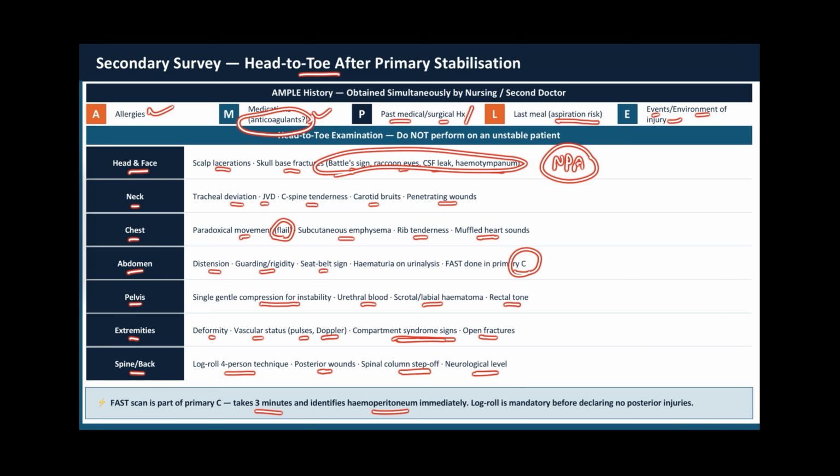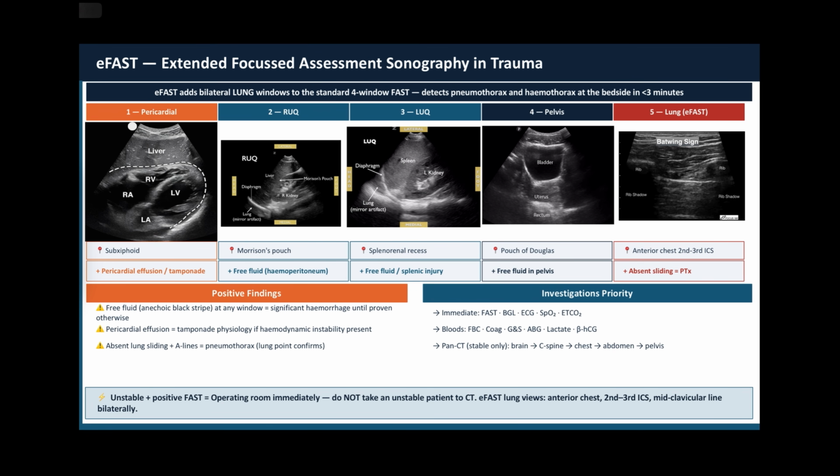And please do not rush. Missed injuries often occur because clinicians focus only on the obvious injuries. A patient with an open tibial fracture may also have a cervical spine injury or an intra-abdominal bleed as well. Next is the eFAST.